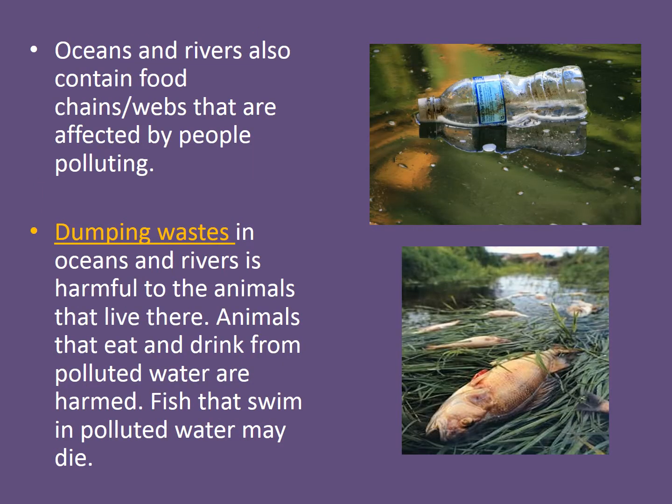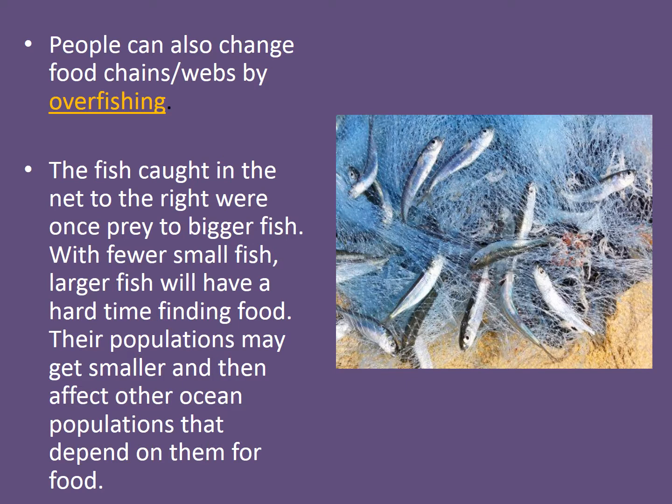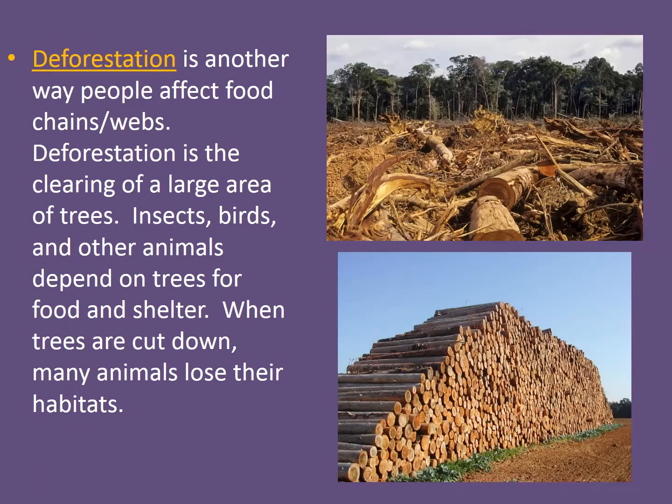Oceans and rivers also contain food chains and webs that are affected by people polluting. Dumping waste in oceans and rivers is harmful to the animals that live there. Animals that eat and drink from polluted water are harmed. Fish that swim in polluted water may die. People can also change food webs by overfishing. The fish caught in the net to the right were once prey to bigger fish. With fewer small fish, larger fish will have a harder time finding food. Their populations may get smaller and then affect other ocean populations that depend on them for food.